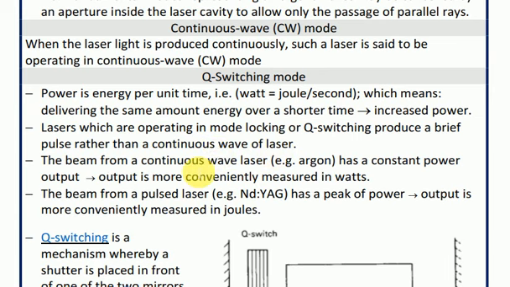The beam from a continuous wave laser like argon has a constant power output. Output is more conveniently measured in watts. The beam from a pulsed laser like Nd:YAG has a peak of power. Output is more conveniently measured in joules.